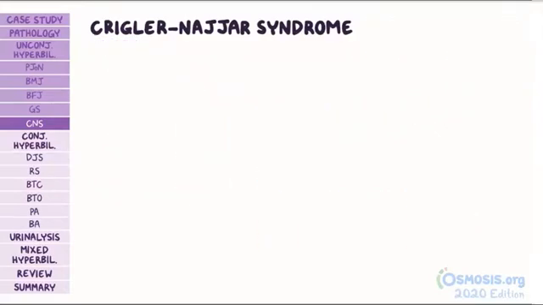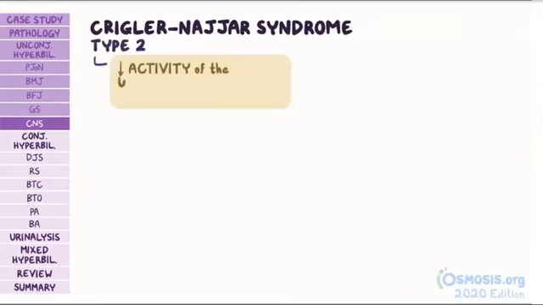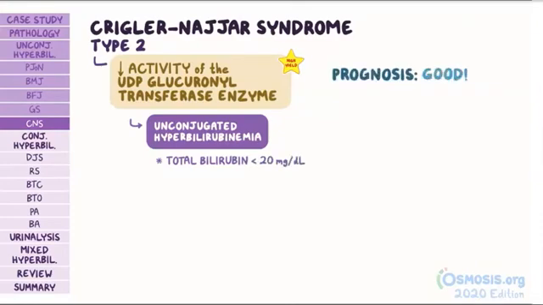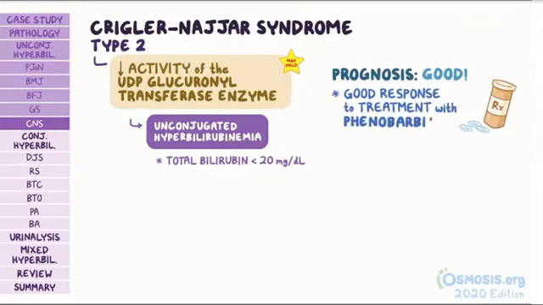On the flip side, Crigler-Najjar syndrome type 2 is the less severe form, and it's associated with reduced activity of the UDP glucuronosyltransferase enzyme. As a result, these individuals develop unconjugated hyperbilirubinemia with total bilirubin that's usually below 20 milligrams per deciliter. Prognosis is good, since people with this type have a good response to treatment with phenobarbital, which induces the synthesis of liver enzymes.